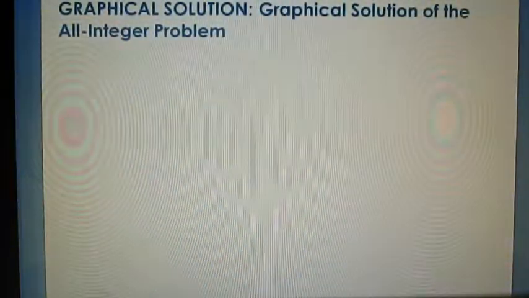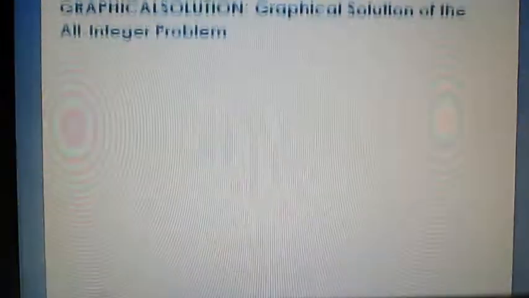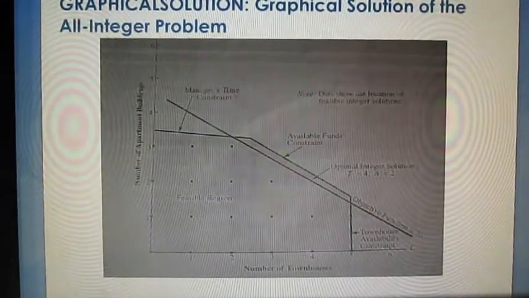Graphical solution of the all-integer problem. The graph of the feasible region is drawn exactly as in the LP relaxation of the problem. Then, because the optimal solution must have integer values, we identify the feasible integer solutions with the dots shown in the figure. Instead of moving the objective function line to the best extreme point in the feasible region, we move it in an improving direction as far as possible until reaching the dot providing the best value for the objective function. Let's take a closer look.